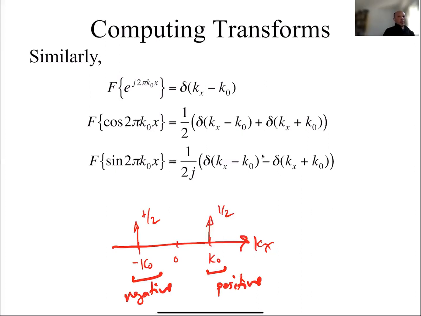Now, when we talk about MR, it's actually going to be really interesting because we can actually create these positive and negative frequencies in the body, in the object. And so these are not just fictional things. These are real positive and negative frequencies. And so it's good to start understanding what positive and negative frequencies mean such that when we get to MR, it makes a little more sense.